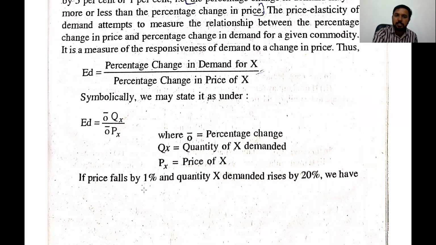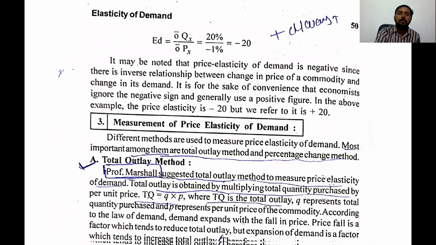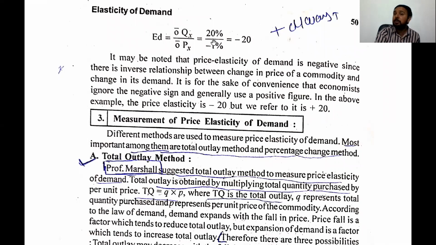So if the price falls by 1% and the quantity of X demanded rises by 20%, when we put the numbers in the formula, we will get the answer minus 20. So the elasticity of demand will be minus 20.